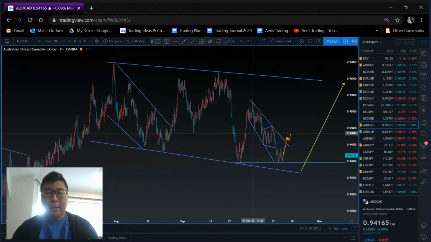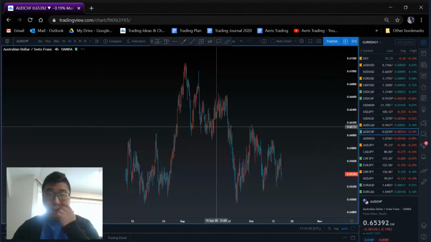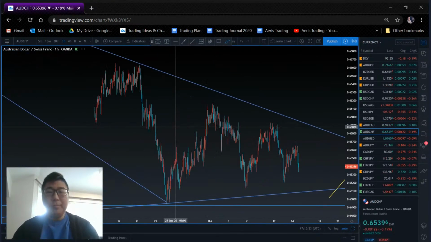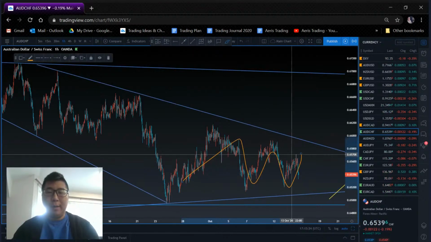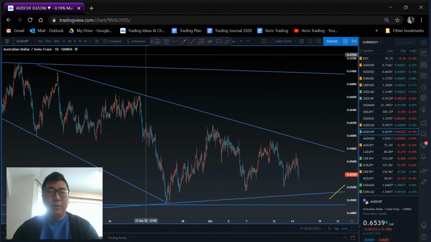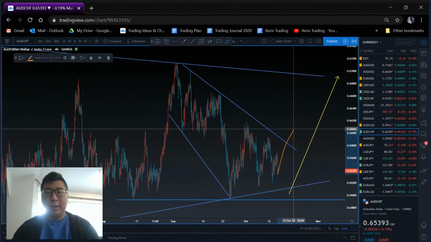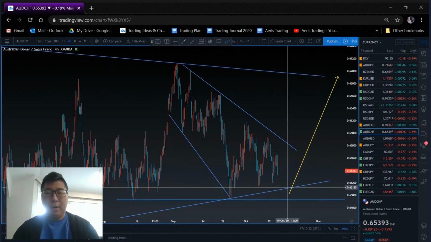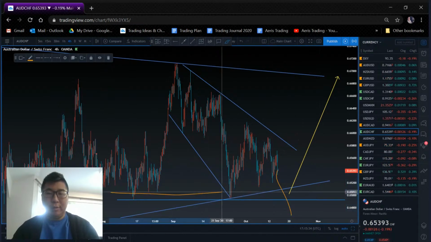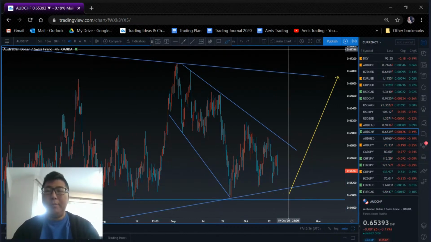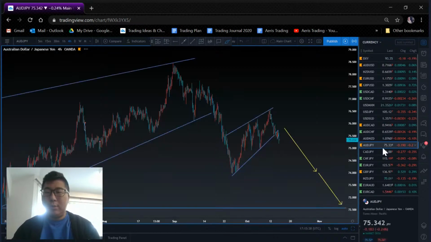It's a little bit unclear to me what is forming here. A little bit erratic here in my opinion. So I want to wait to see a little bit more momentum from the price, either a breakout, which is a confirmation for me, or if it's going to go below, then it has to break the previous low again. Okay, so that's Aussie Swiss.